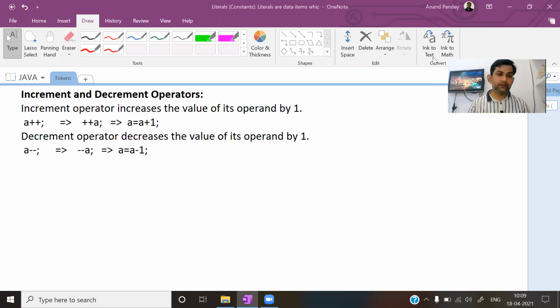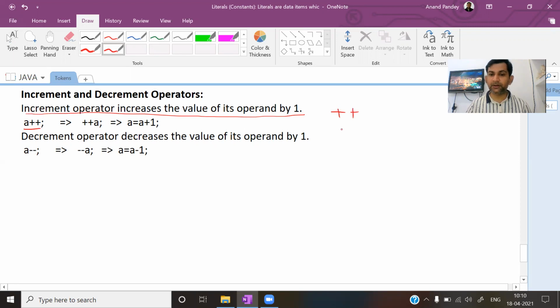Increment operator increases the value of its operand by 1. Means whether you are writing a plus plus, this plus plus is increment operator and this minus minus is called decrement operator. So if you are writing a plus plus or you are writing plus plus a, in both the cases the value of a will increase by 1.